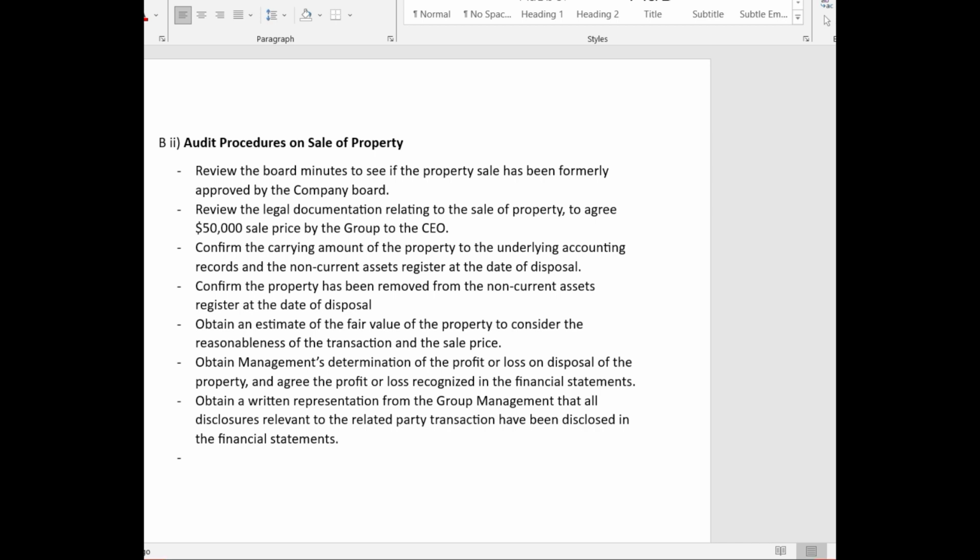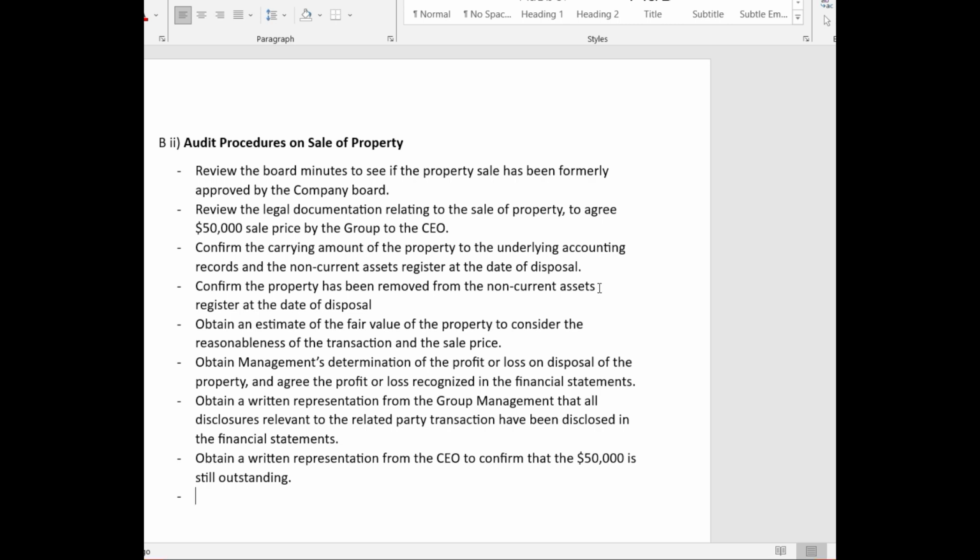Then another one, obtain a written representation from the CEO to confirm that the $50,000 is still outstanding, not yet to be paid. It's still outstanding, right? So we have made 2 points from this one single point.